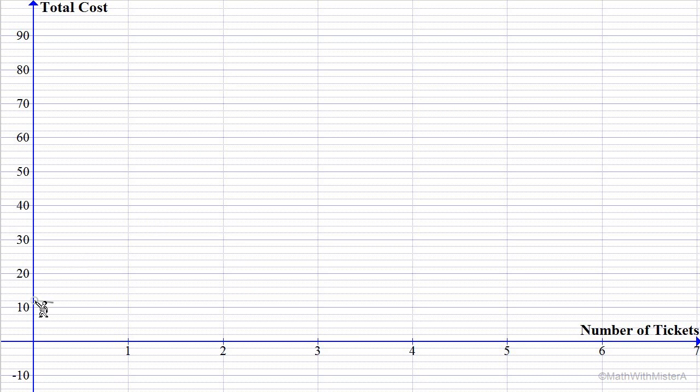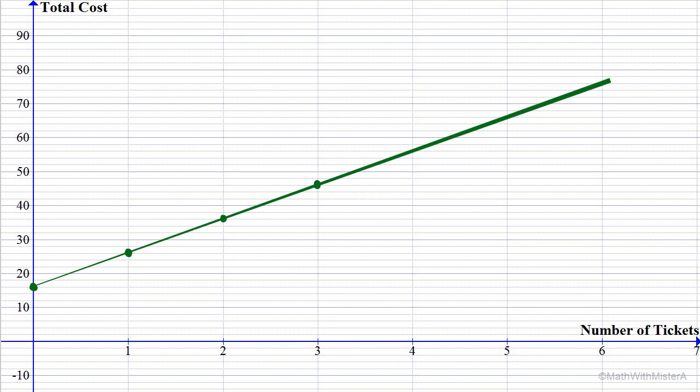On the graph, we're taking the starting amount, putting it as the vertical intercept. That starting amount in this problem was 16. $16 for parking without buying any tickets. Our table gave us these other points. One ticket brings the cost up to 26. 2 tickets up to 36. 3 tickets, 46, and so on. And a straight line through those points will give us the graph of that equation, where we could see 4 tickets would be 56, 5 tickets 66, and so on.